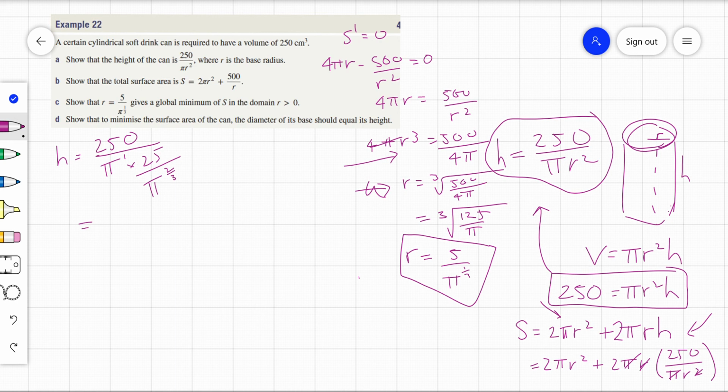Well, let's do 250 divided by 25 is 10 to start with. And then here you've got pi to the power of 1 minus 2/3, which is 1/3. So that would be the height. So here you've got the height, you've got the radius. It talks about the diameter. Diameter is 2 times the radius, which is 2 lots of that, which is 10 on pi to the 3rd. So you can see both the height and the diameter should be equal in order to get this minimum surface area. Okay?